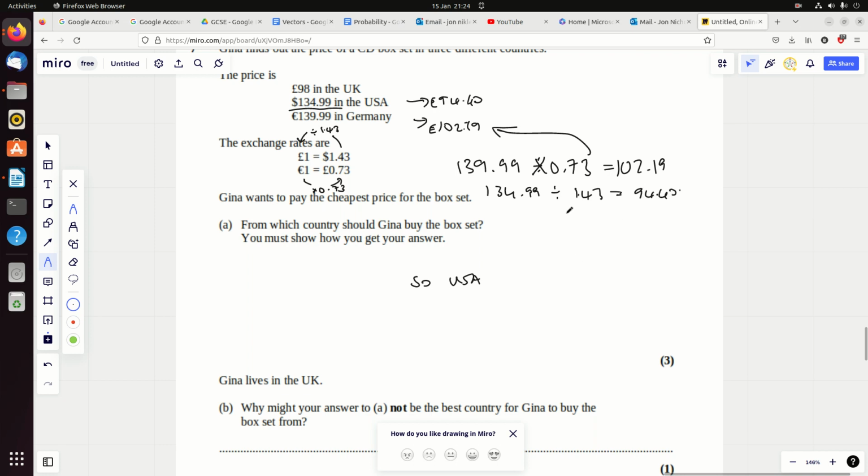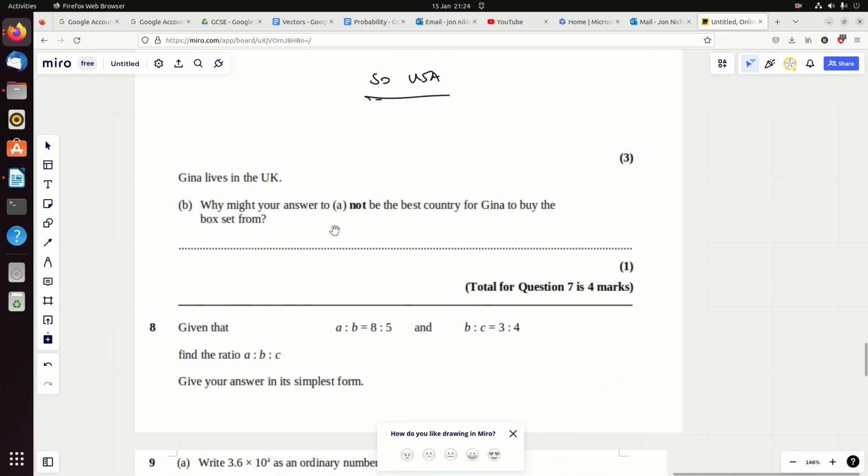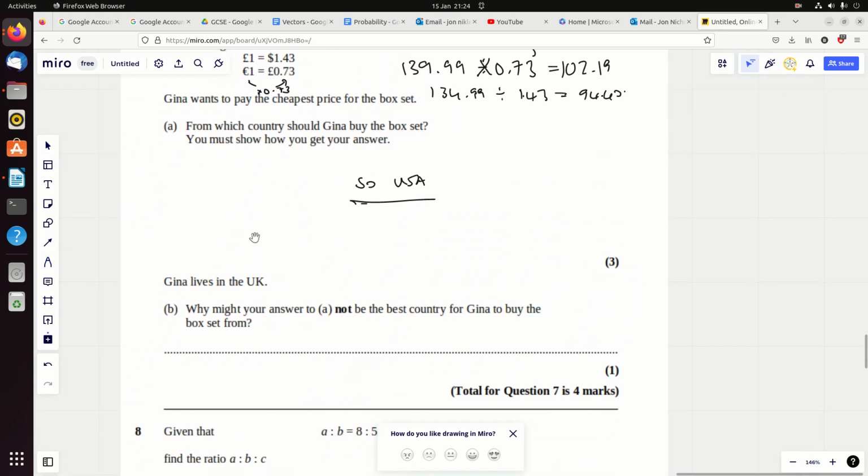So now it's nice and clear, what I've actually done, I hope. Okay, cool. Next one, almost finished now. Why might your answer to part A not be the best? Well, this is silly, isn't it? It's saying basically, why didn't you buy it from the USA? Well, because I live in the UK.